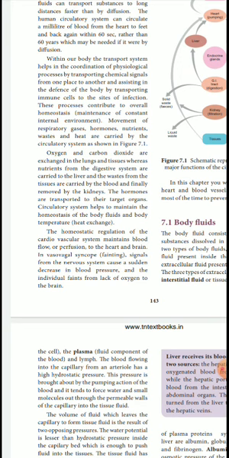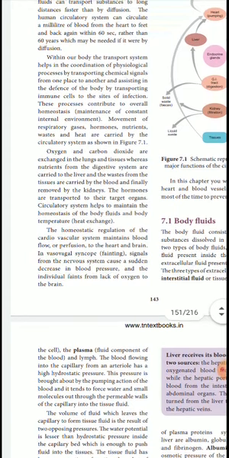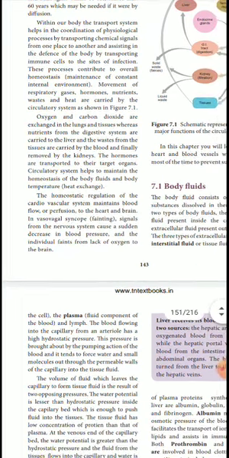So this process contributes to overall homeostasis. What do you mean by homeostasis? I already told you, it is keeping things at a steady level, like temperature. What is the level of the internal atmosphere and the external atmosphere? Respiratory gases, hormones, nutrition and waste products of heat are kept at a level, and they are carried by the circulatory system.